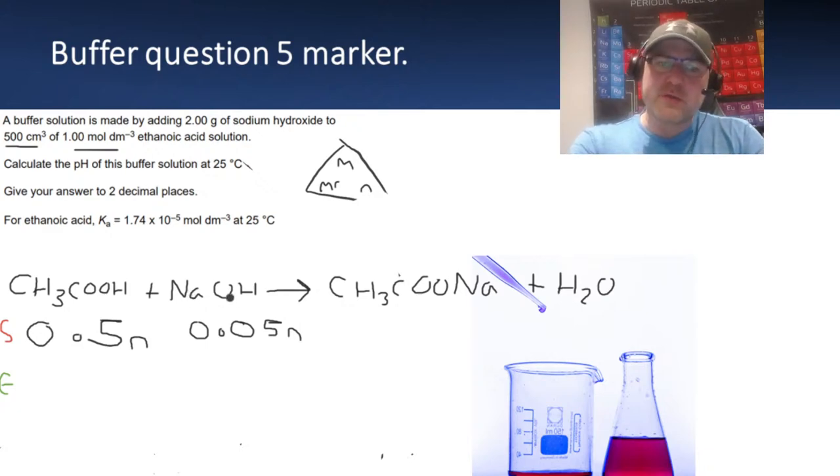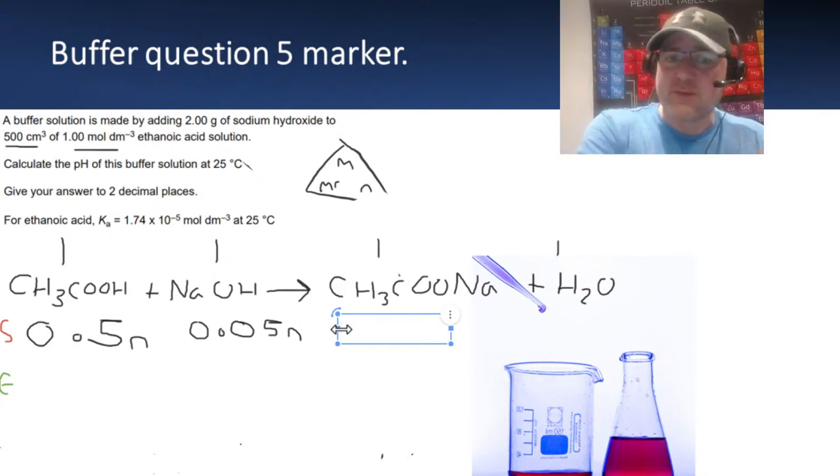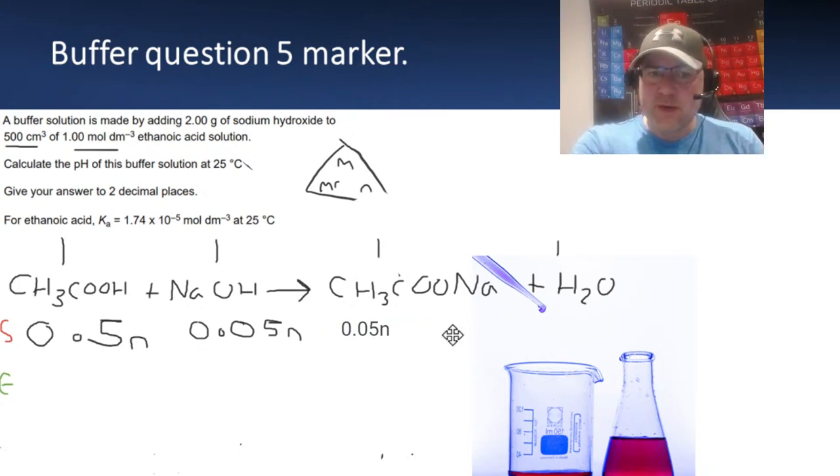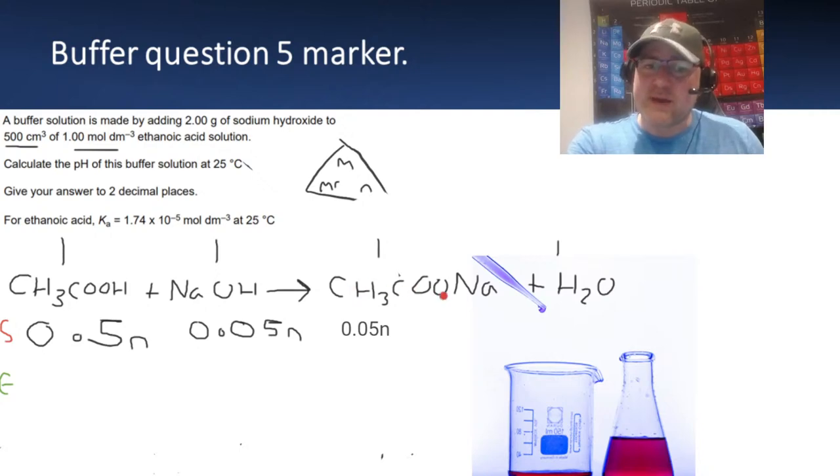We know this is a 1:1:1 reaction, right? So how many moles of sodium ethanoate are going to be formed? Well, what's the maximum amount of sodium ions there are? There's 0.05 moles of sodium hydroxide. So I can only make 0.05 moles of sodium ethanoate, right? I can't make any more moles than that. How many of these acid molecules over here were used up to make those sodium ethanoate molecules?